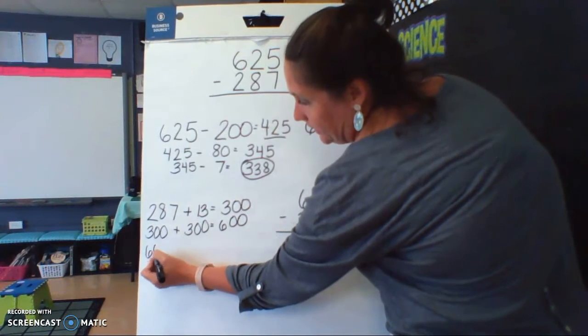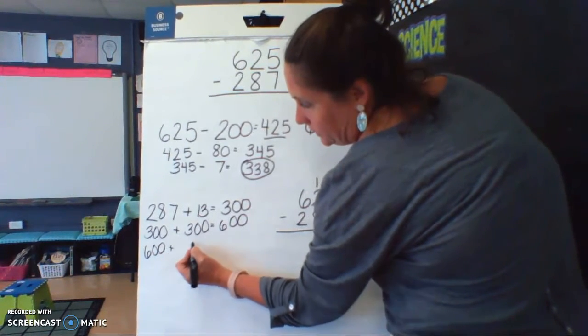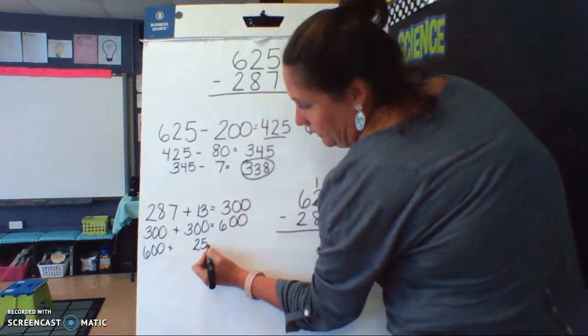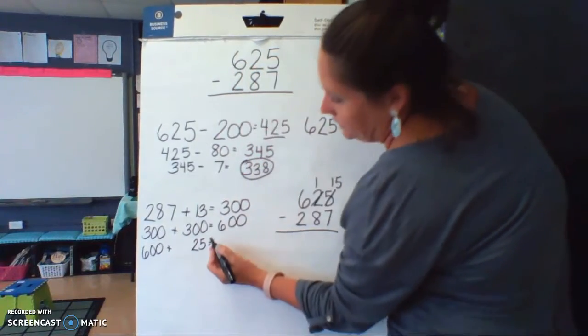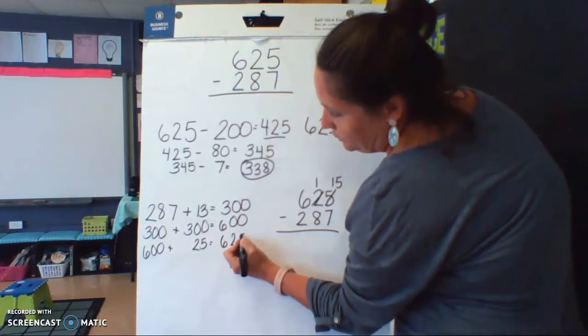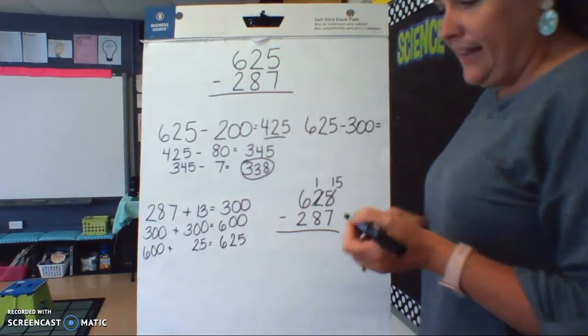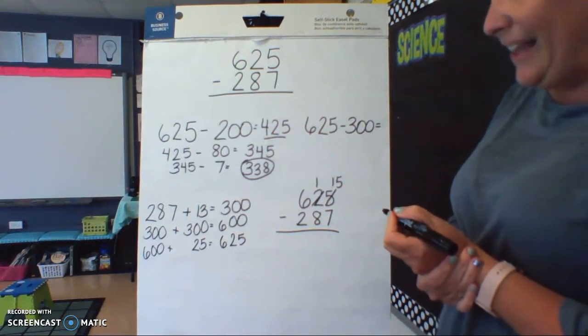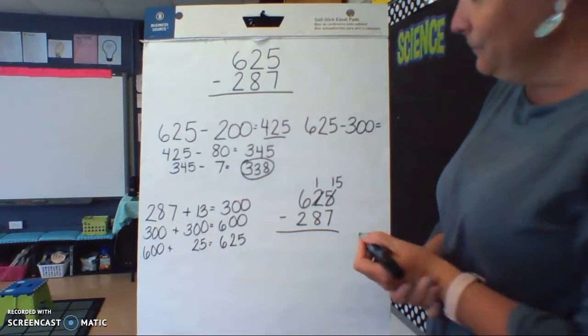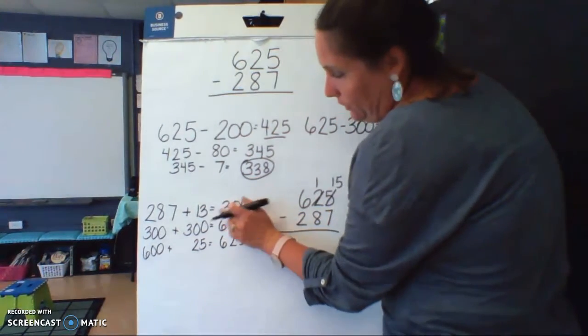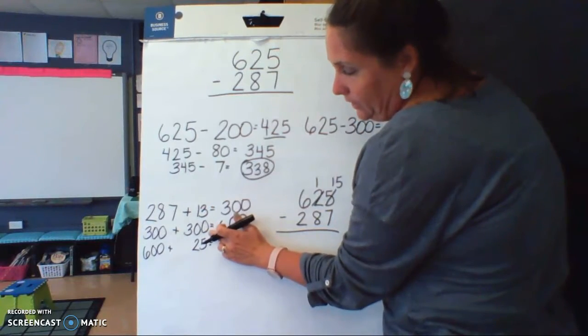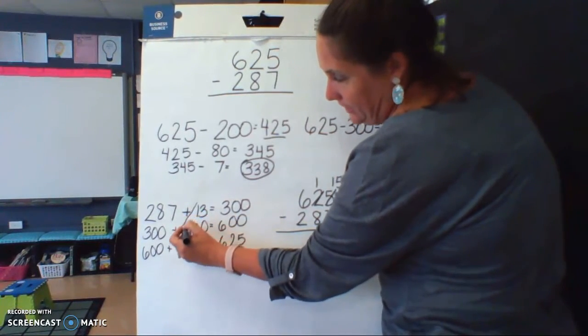And then 600 plus 25 more gets us to 625. And you say, but Miss Elliott, how do I get the answer of 338 from that? I'm so glad you asked. You're going to add the 13, the 300, and the 25 together.